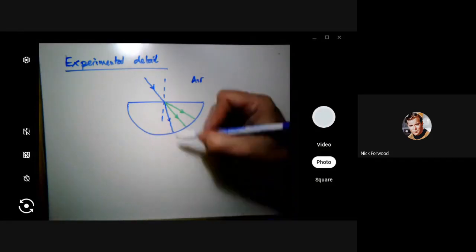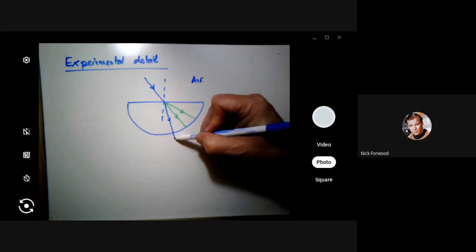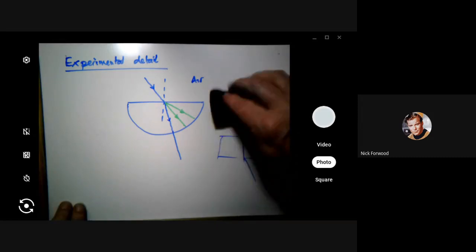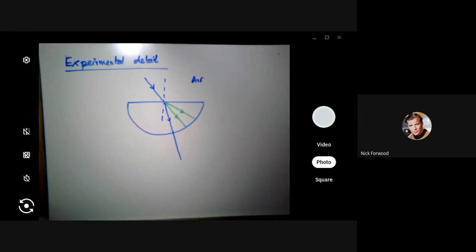Now if it hits that surface at right angles, it just comes straight out, and it makes it much easier rather than having the block like that, where the ray of light comes in and it changes direction once and it changes direction twice, and then what angle are we measuring? There's only 2 angles we need to measure when we use a semicircular block. You can do it with a rectangular block, but it's easier.